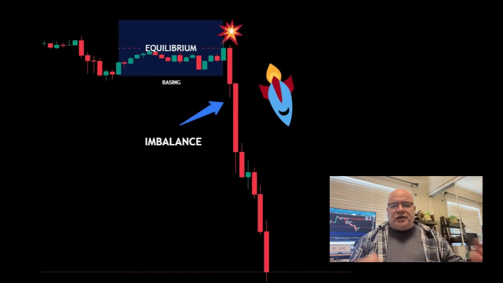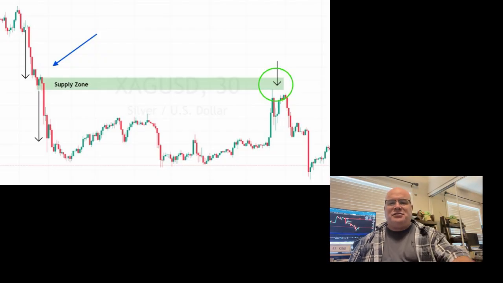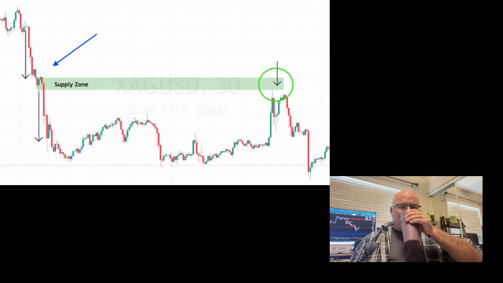Let's get a real quick example here. Think of a coiled spring. The basing is the compression of the spring. The breakout is the release. That's the violent move away. We don't trade the release. We trade the return of the spring. Now let me talk about why. Why does price return?